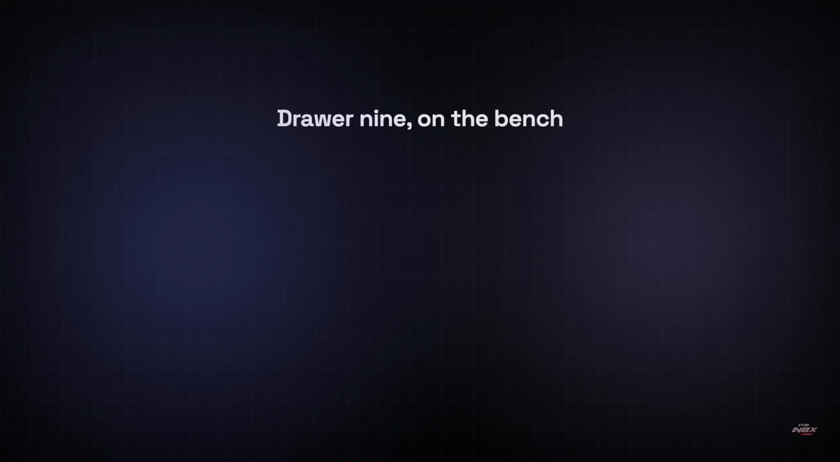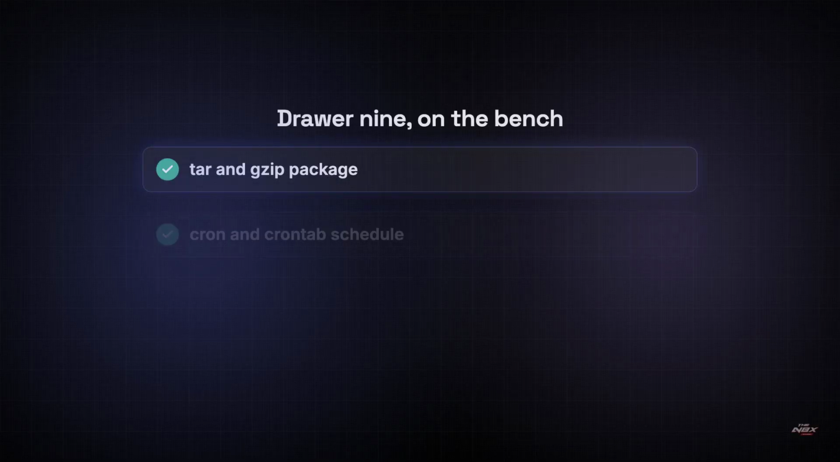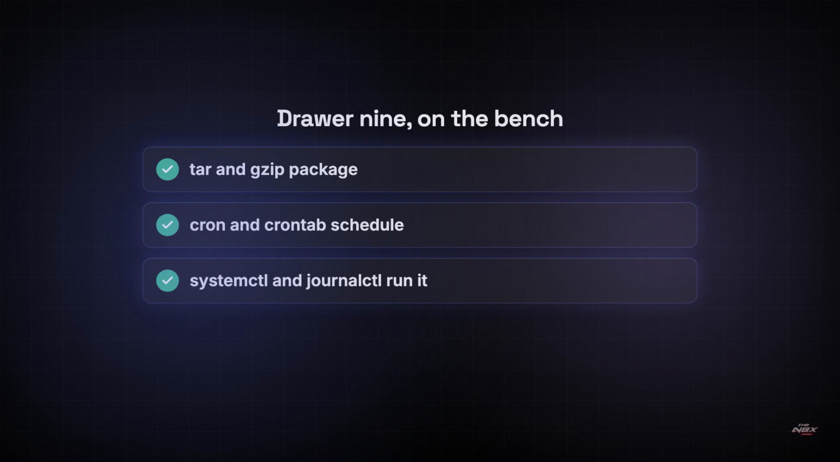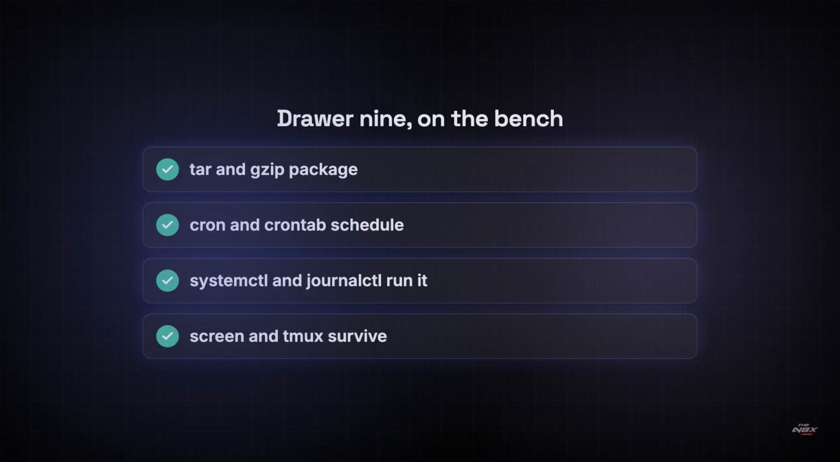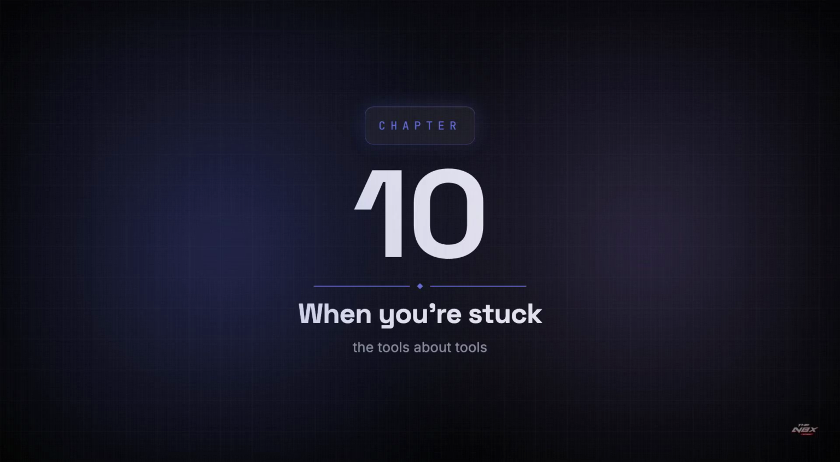Drawer 9 runs without you. tar and gzip package it. Cron schedules it. systemctl and journalctl supervise it. tmux keeps it alive while you sleep. Drawer 10. What to do when you're stuck, which is why these exist.